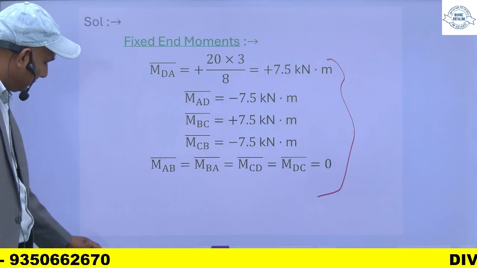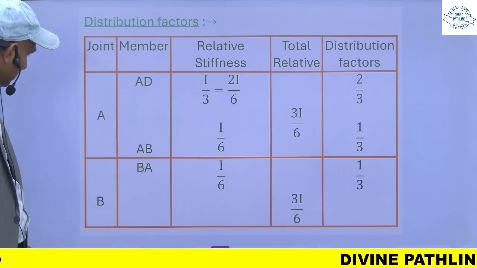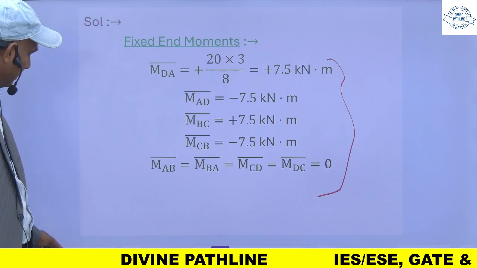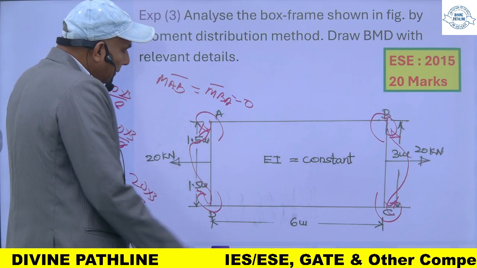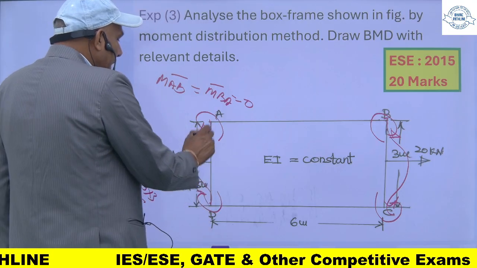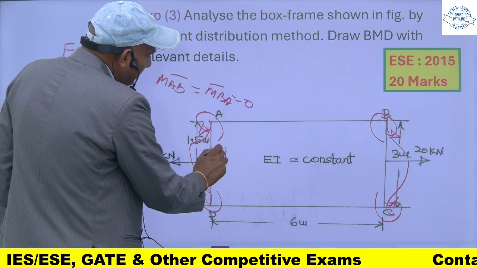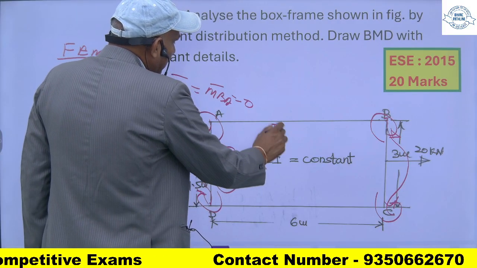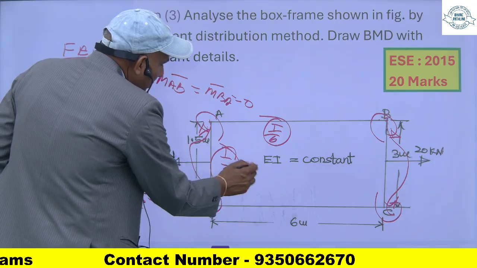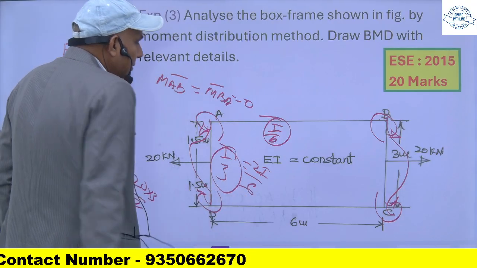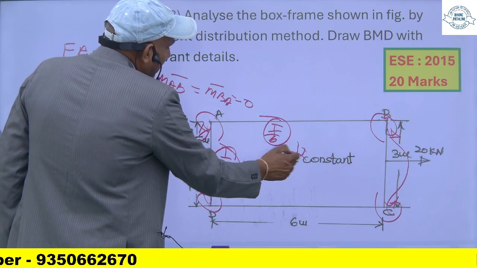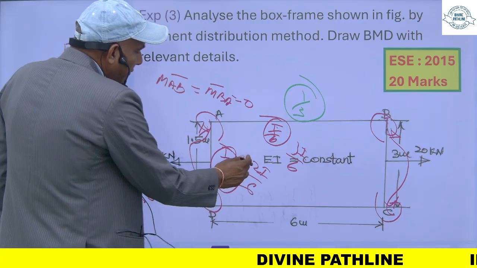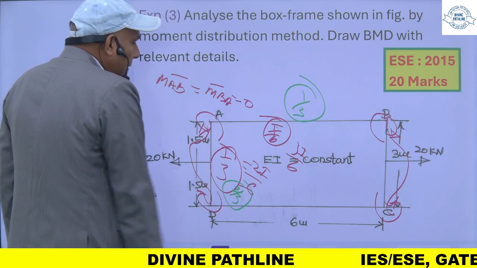Now distribution factor will be like this. If I take joint A, so this is my joint A. For this relative stiffness, this is I upon L. So EI is constant. So I upon 3, length is 3. For this member, it will be I upon 6. So total I can say this 2I upon 6. If I multiply this, so total of this will be 3I upon 6. So 1 by 3 will be the distribution factor of this, and for this it will be 2 by 3.